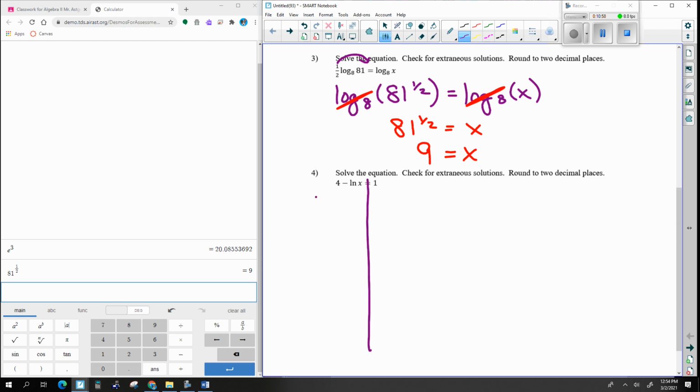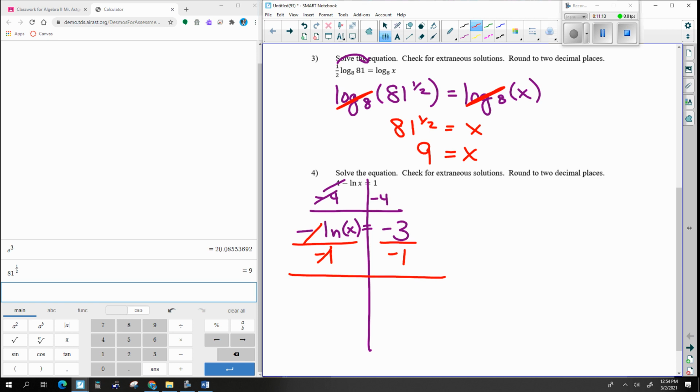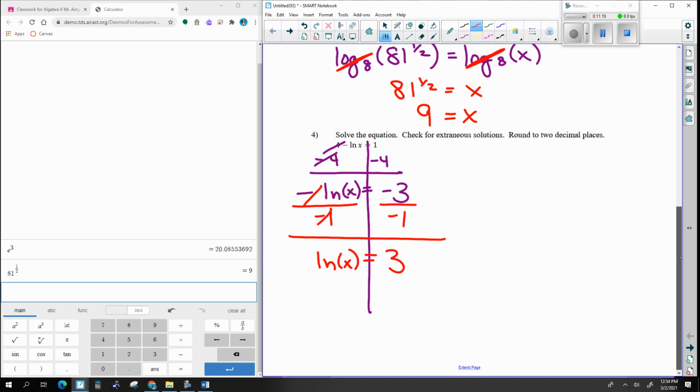I first get rid of the 4, so that's going to be a minus 4. Now I'm going to get rid of that outside negative, so I divide by -1. Okay, so I have ln of x is equal to 3. Now that the ln is all by itself, I take it to that e power. So the e gets rid of the ln, and now I'm left with e to the 3rd power. And what do you know, I actually did that problem just a little bit ago, and that's 20.09.